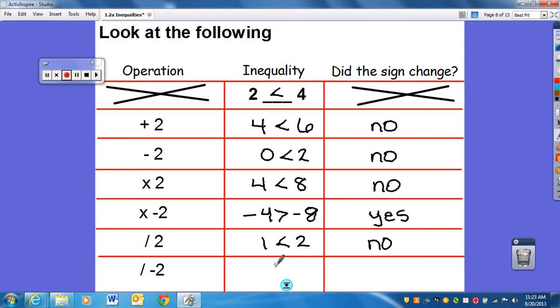But what if I divide by a negative 2? Well, 2 divided by negative 2 is negative 1, and 4 divided by negative 2 is negative 2. Now, negative 1 is greater than negative 2. So if I divide by a negative 2, my inequality symbol is going to change. It's going to reverse or flip. That's going to be the difference between solving equations and inequalities. We have to remember that if we are going to divide or multiply by a negative number, we have to flip our inequality symbol.